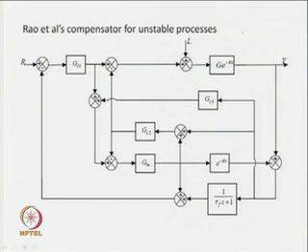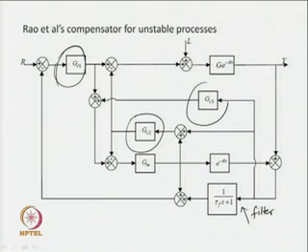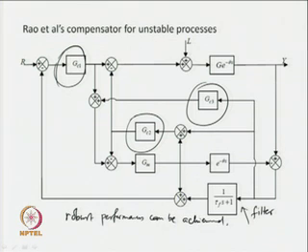Therefore, Rao et al. proposed the modified Smith predictor including a filter in the feedback path. Although they have used the three controllers G c 1, G c 2 and G c 3, apart from that they have a first order filter to improve robust performances of the compensator. So, robust performances can be achieved with suitable tuning parameter tau f.